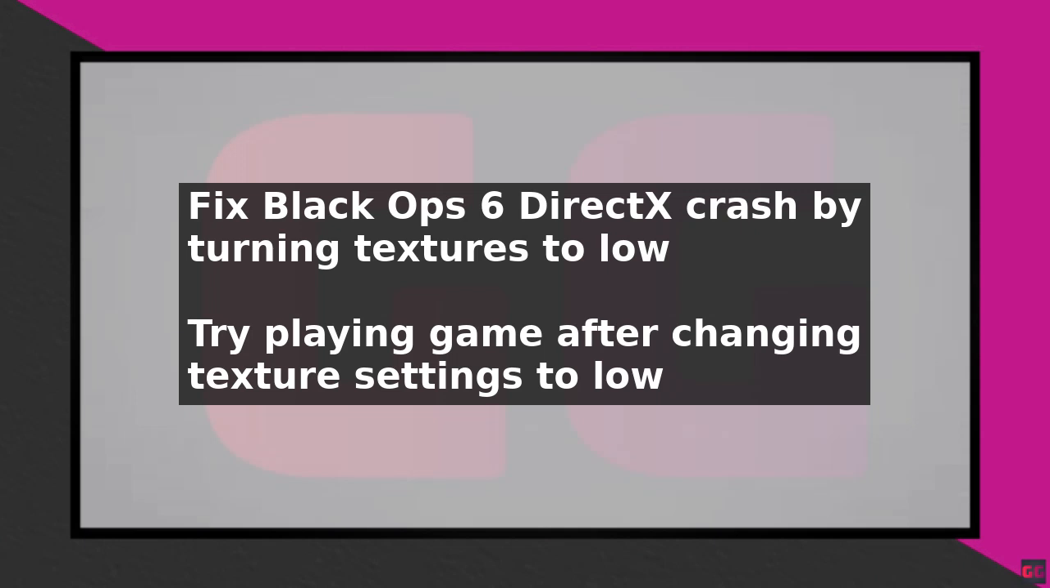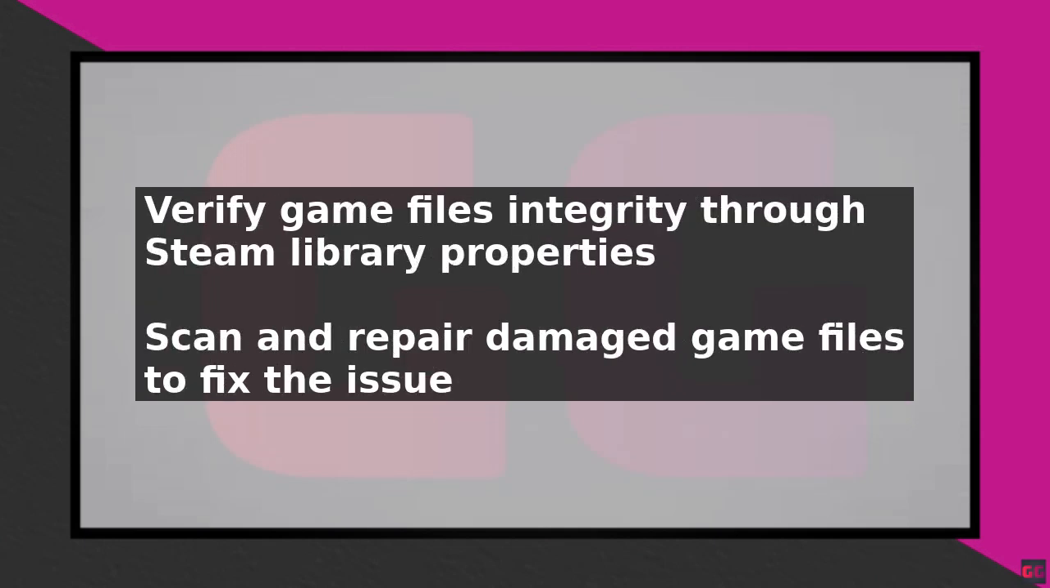The next step is to verify the integrity of the game files, especially if the game is installed on Steam. This involves going to the game's library, right-clicking on the game, selecting Properties, and then clicking on Verify Integrity of Game Files. This process scans the game's files and repairs or reinstalls any damaged ones.